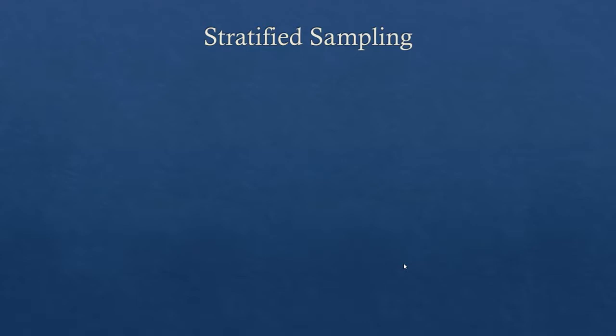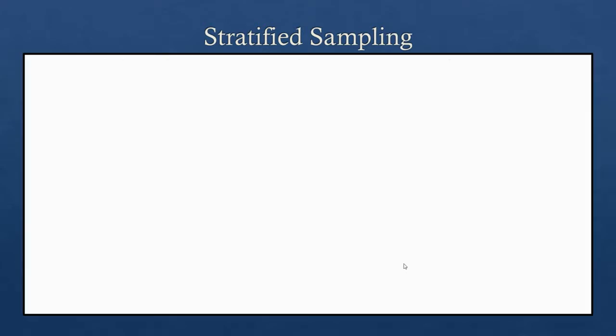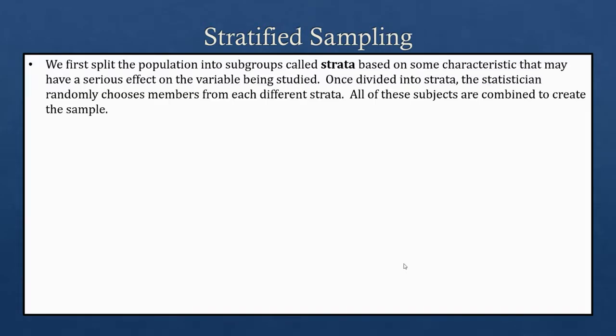Stratified sampling is hands down the best, but there are issues with it. If we can do it, it's always going to be the best one. So we first split the population into subgroups called strata, and those strata are based on some characteristic that may have a serious effect on the variable that we're studying. Once they're divided into strata, the statistician randomly chooses members from each different strata. All of these subjects are combined to create the sample.